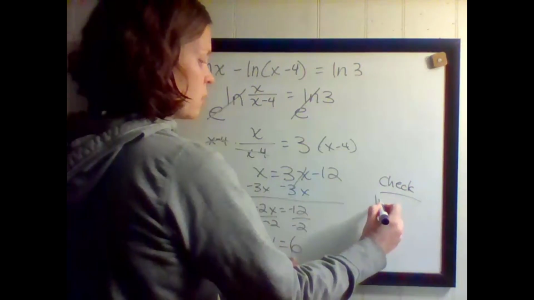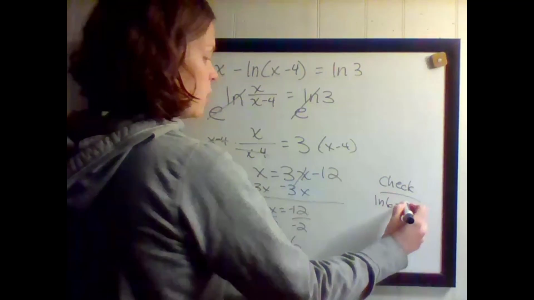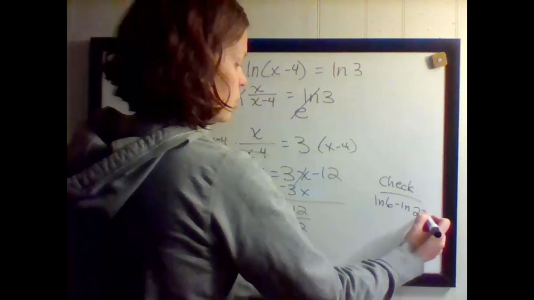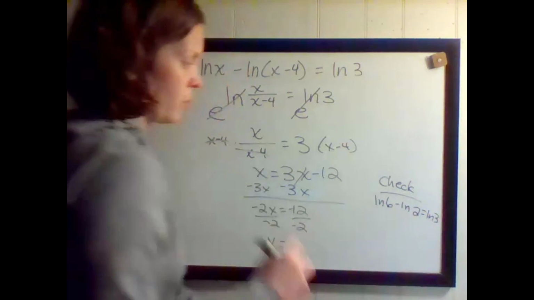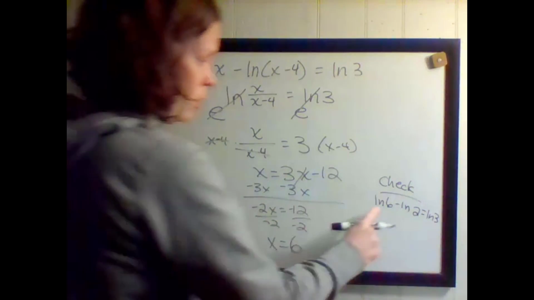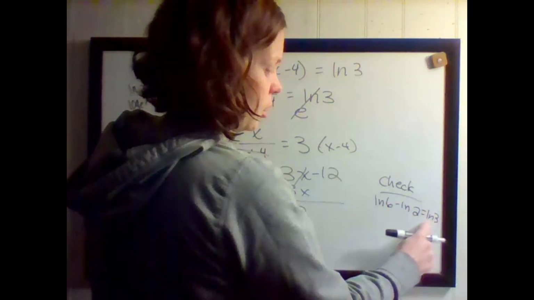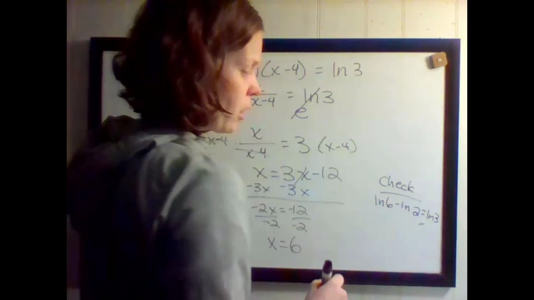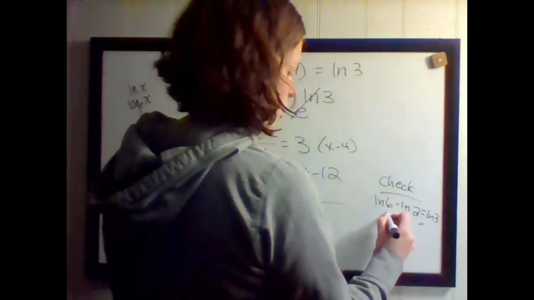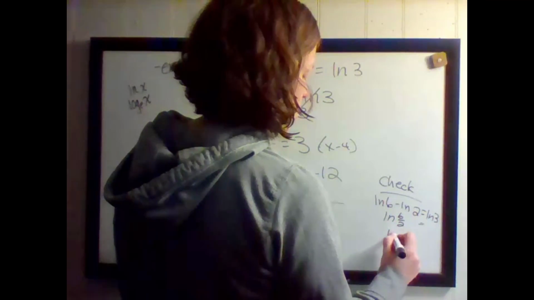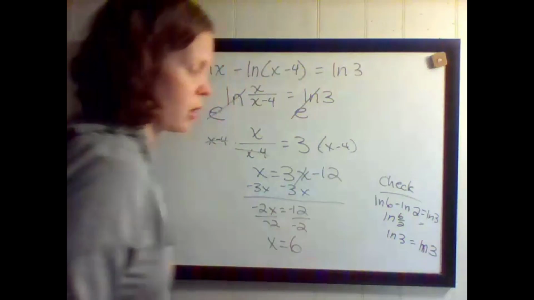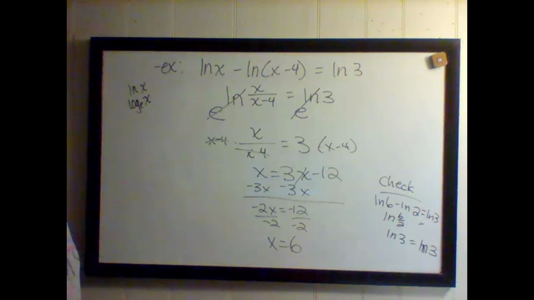So natural log 6 minus natural log of 6 minus 4 is 2. Is that natural log of 3? At this point I would say probably just plug this into your calculator. Natural log 6 minus natural log 2 should equal whatever natural log of 3 is in decimal form as well. You could go another step and use the quotient rule. This is natural log 3, so yes, it's going to work out. Natural log 3 is natural log 3, or use your calculator, either way.